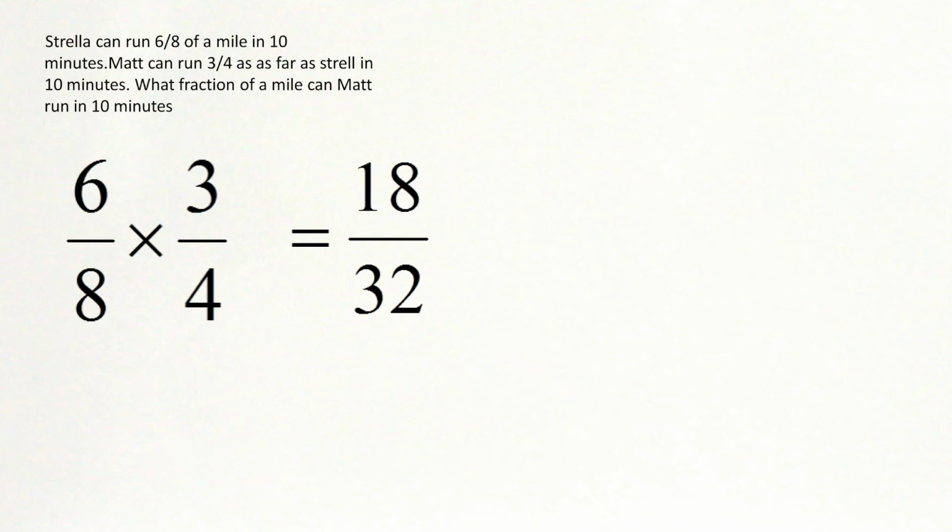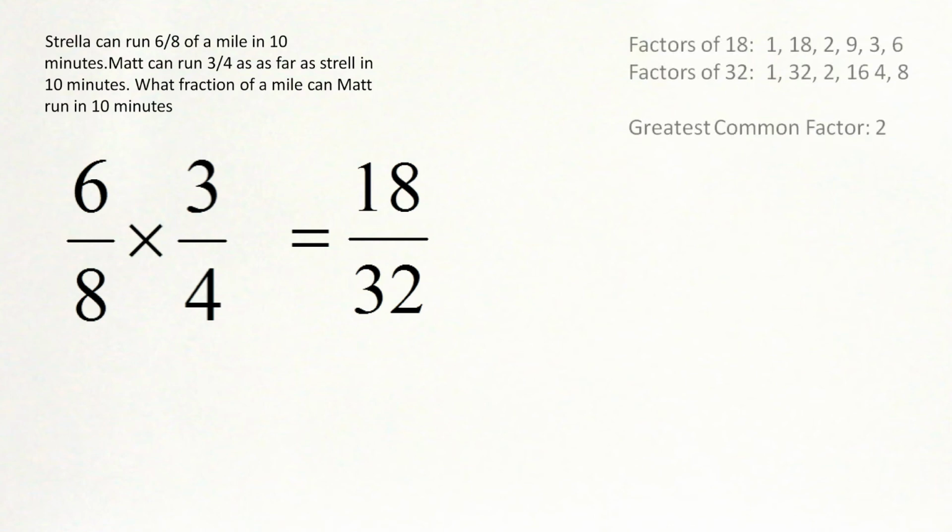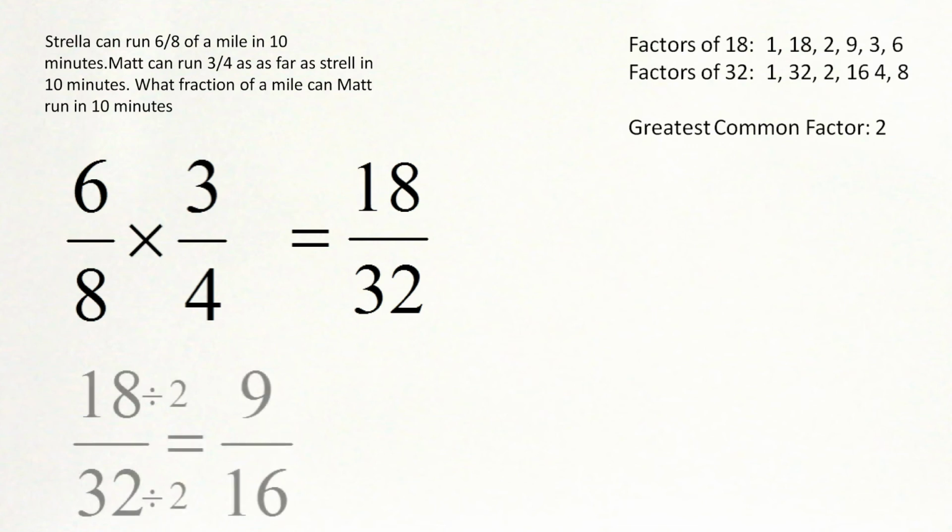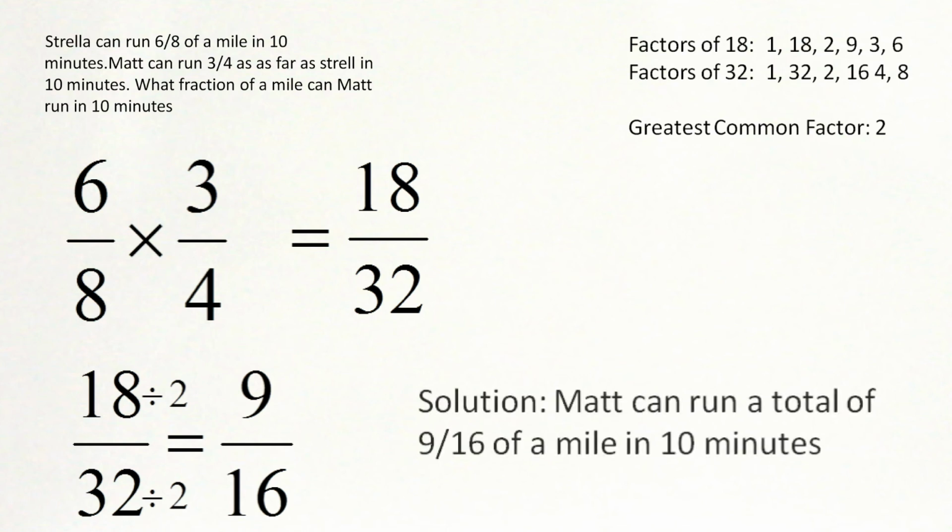So let's list the factors of 18. We get 1, 18, 2, 9, 3, and 6. And the factors of 32, we get 1, 32, 2, 16, 4, and 8. So as you can see, the greatest common factor is 2. So we'll divide 18 by 2 and 32 by 2, and we get 9/16. So our final solution is Matt can run a total of 9/16 of a mile in 10 minutes.